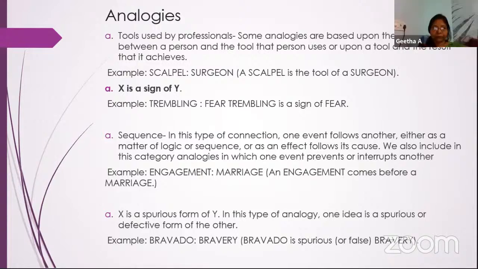And sometimes X is a spurious form of Y. One idea is a spurious or defective form of the other, like bravado and bravery. It's a false form of a particular thing, right? So bravado is a spurious or false form of bravery. So that also might be there. These are the different types of relationships between the words you will find. You can just go through them and try to understand.